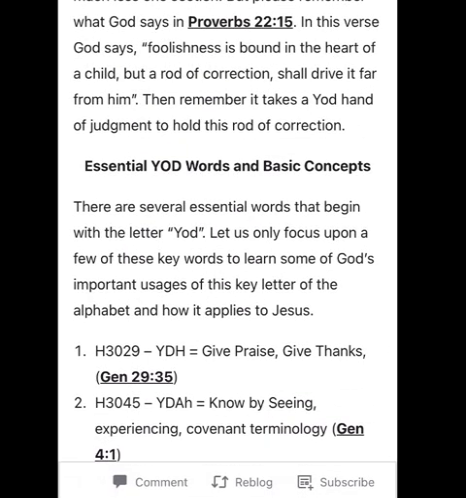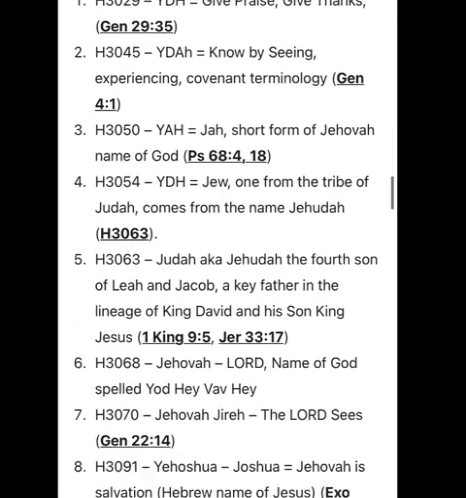All right, right here it says, Yada, give praise, give thanks. All right, all of these are done in the spirit by actually using your hands. That's why the word Todah comes from Yada, which is done with the hands.